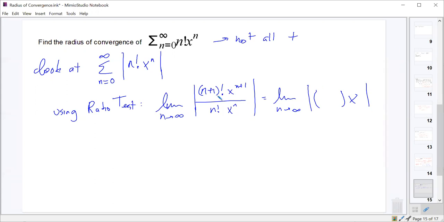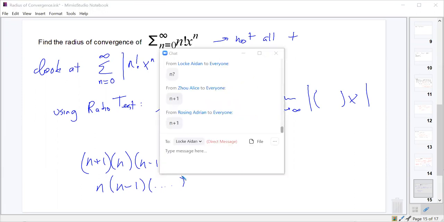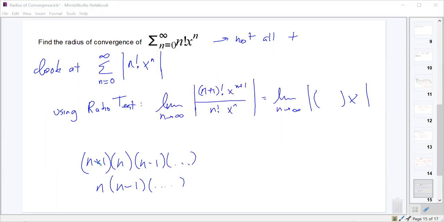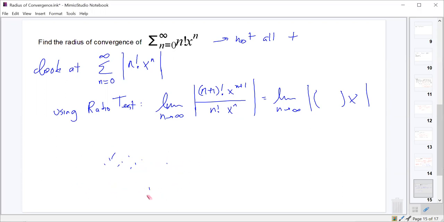What should n plus 1 factorial over n factorial be? Not n. So n plus 1 factorial is n plus 1 times n times n minus 1, and so on, whereas n factorial is n times n minus 1 times n minus 2, and so on. Right? So everything cancels out except for the n plus 1. So n plus 1 factorial over n factorial should just be n plus 1. Everybody good with that?